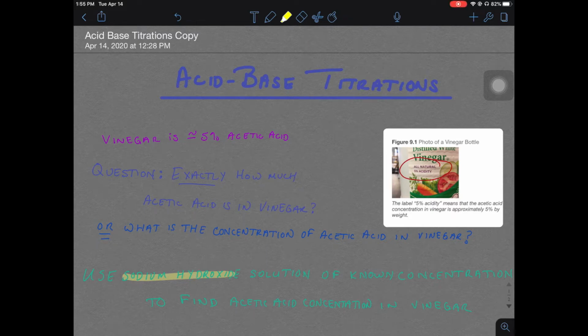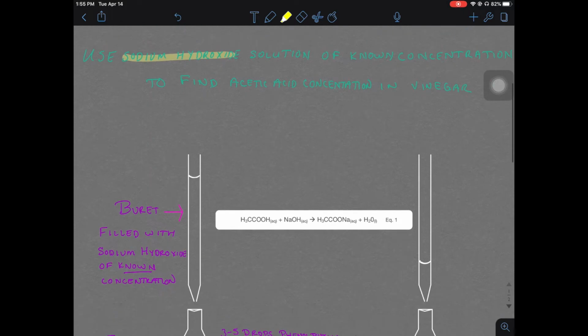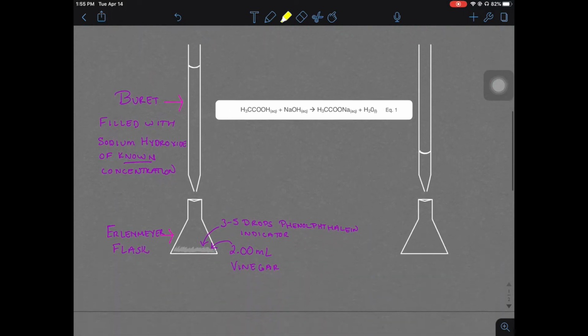So let's talk about exactly what happens during a titration. So I have a little illustration here. What we're going to be using is a burette. The burette is the long, narrow piece of glassware. It's very accurate and very precise for delivering liquids. And then we'll be using an Erlenmeyer flask to initially hold our vinegar. And so the burette will be filled with our sodium hydroxide. And like we said, it will be of known concentration.